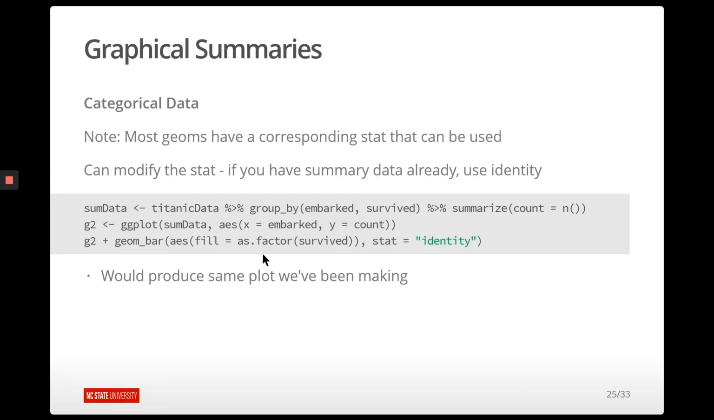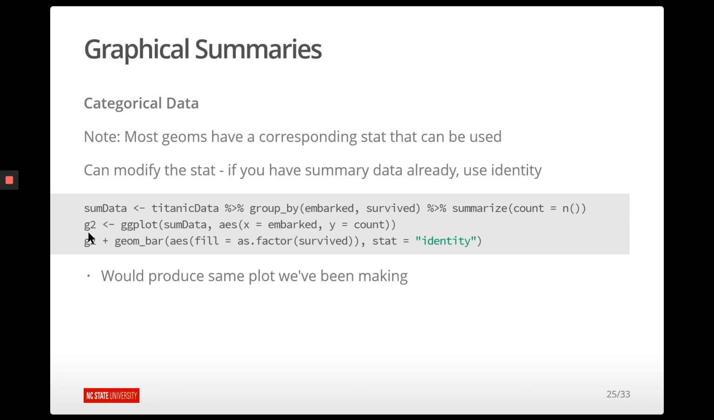Whenever you have the summary data already created, we don't really need ggplot to create any summaries for us. We don't need it to calculate anything. And so we give it stat equals identity to say, I already have the statistic that I want to plot. Just plot what I give you.